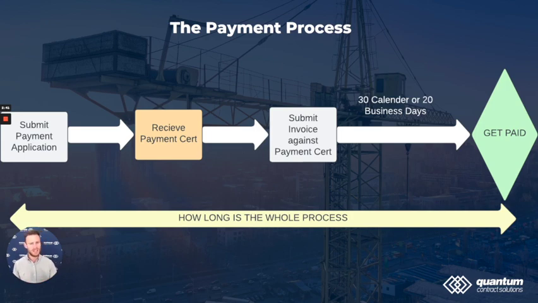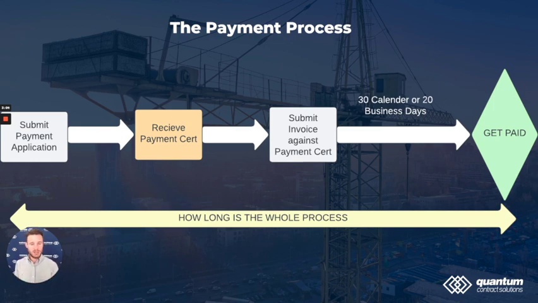So let me explain how it works. There's a difference between a payment application and an invoice. They're not the same thing. A payment application is, here's what we are going to claim. This isn't what we're claiming, this is what we're going to claim. What do you think? Is it reasonable? Is it okay? So they submit the payment claim and the client reviews it.